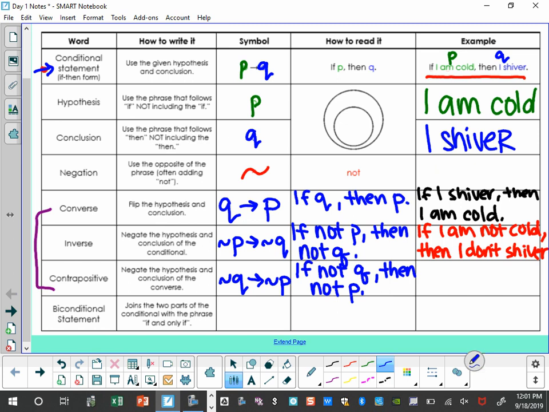All right, so my example. My original was if I am cold, then I shiver. So I need to flip it and take the opposite. So if I don't shiver, then I am not cold. Wait, what? Because we had to do if not Q, then not P, so we had to flip it. If I don't shiver, then I am not cold.